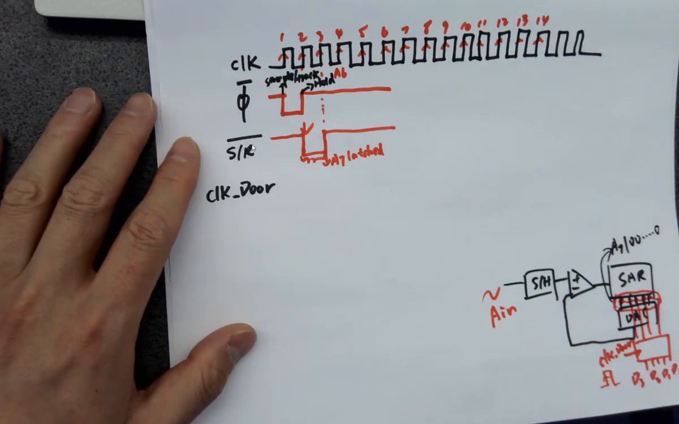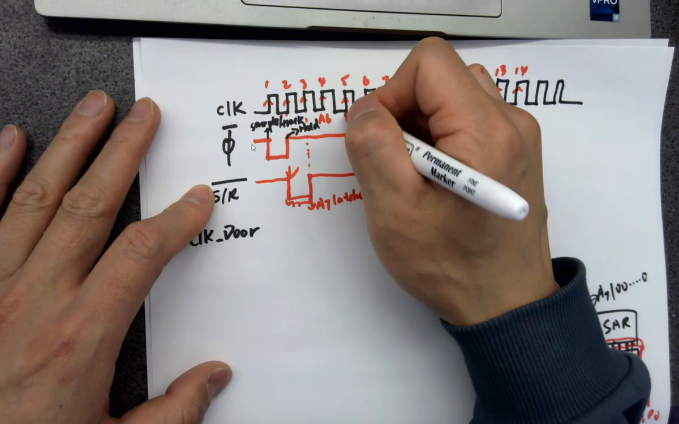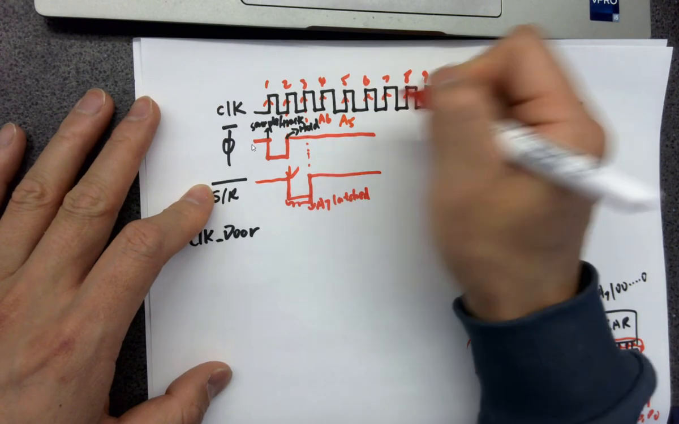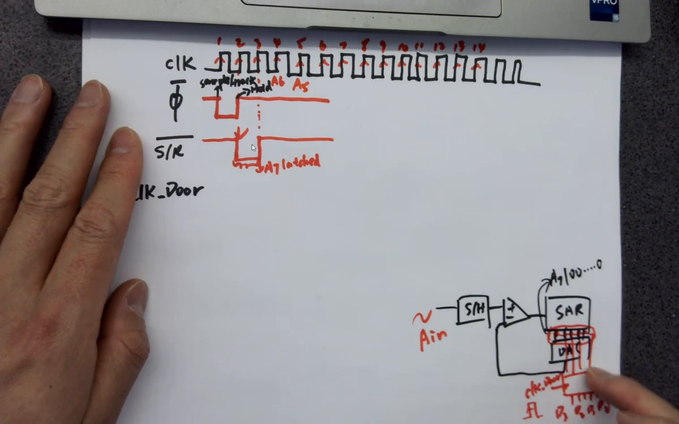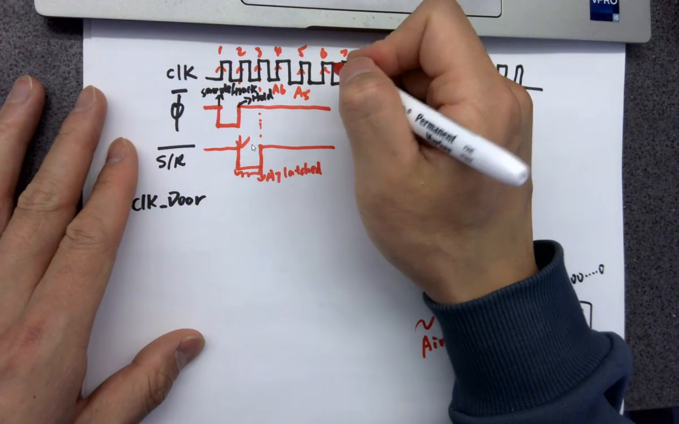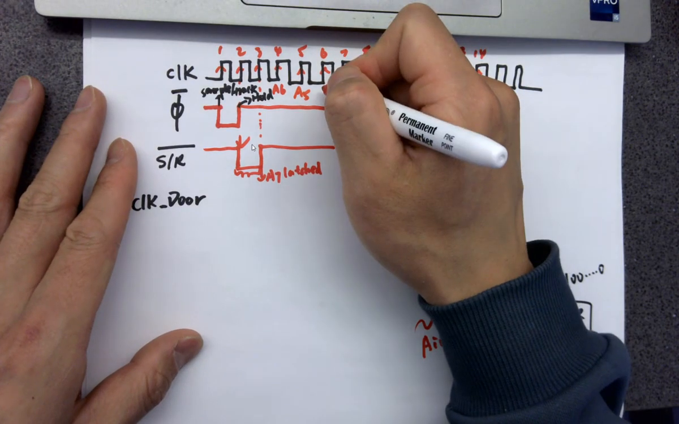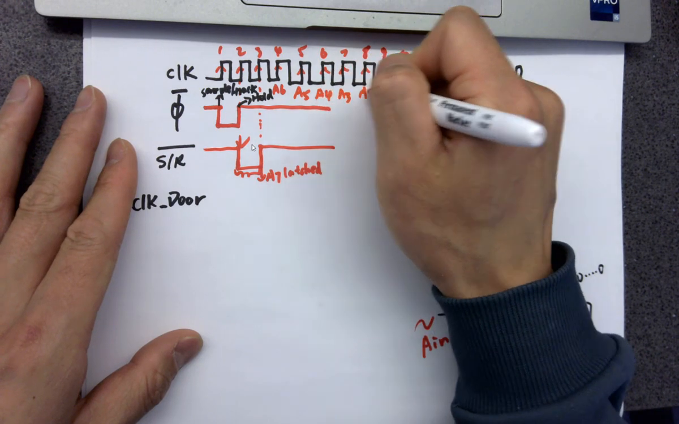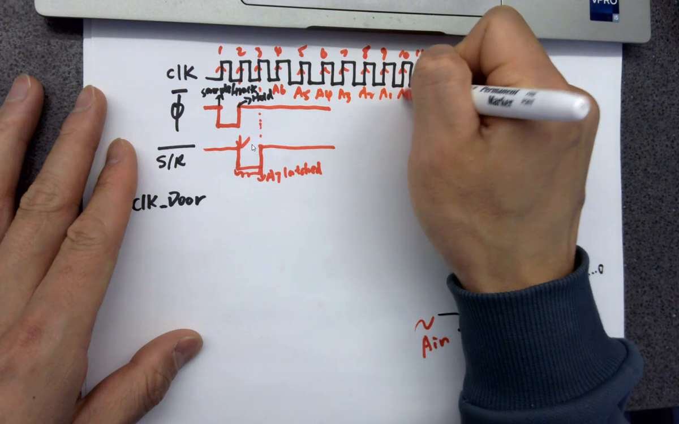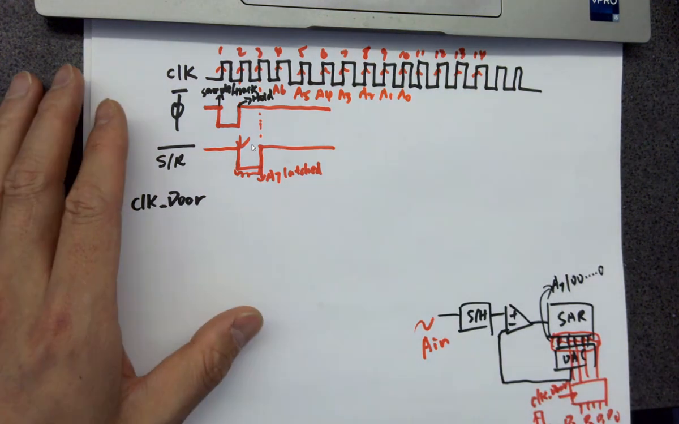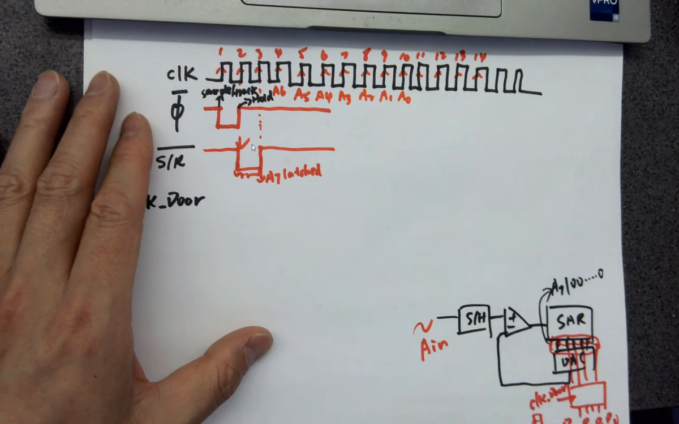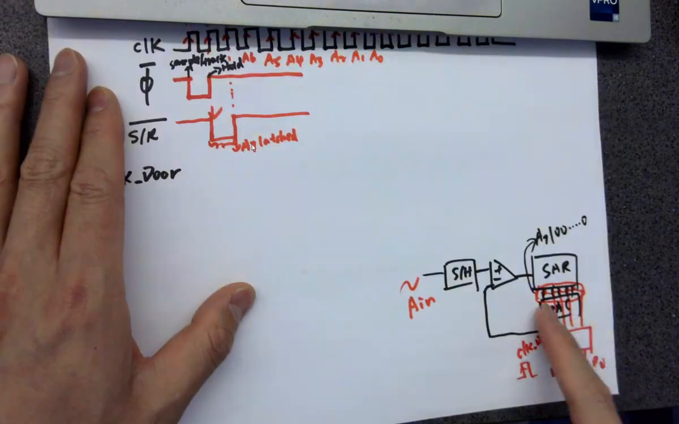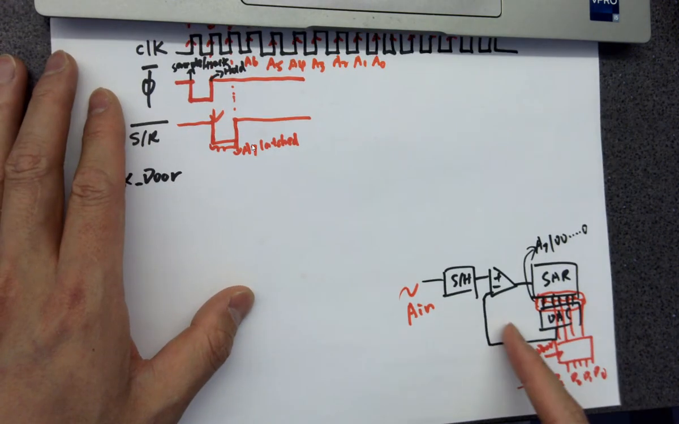Okay, now let's come back here. A6, A5 will be latched to here. A4, A3, A2, A1, A0, done. You don't need any more. So once A0 is being latched into the result here, you have all the results from A7 to A0.